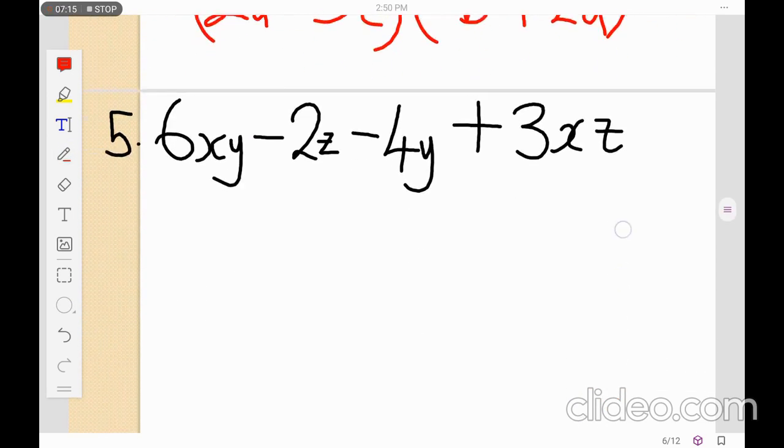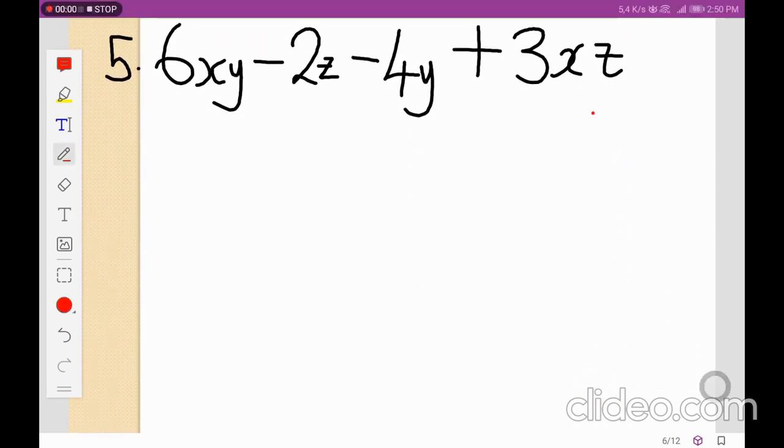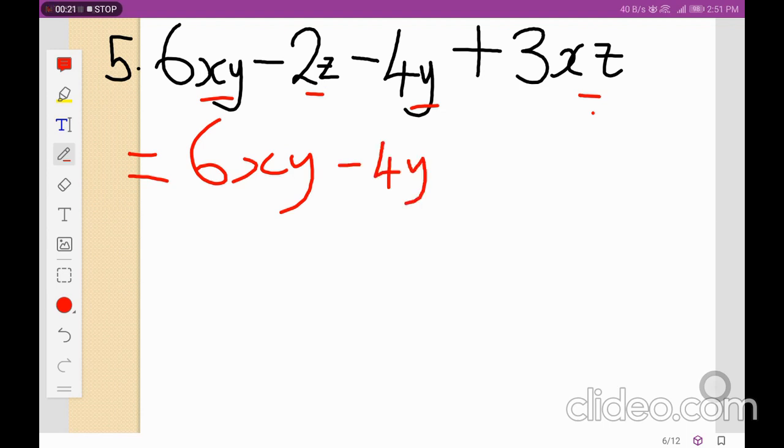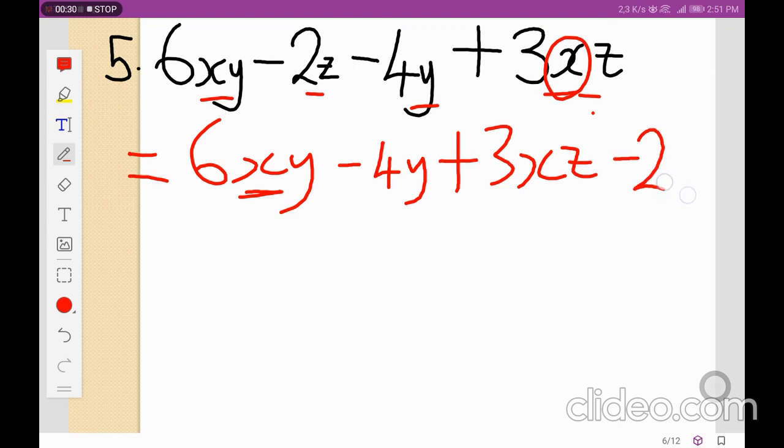Let's have a look at the last question. Okay, so we do the same for the last one here. Here they are not matching, so I'll have 6xy here. Okay, then I can take minus 4y there, like that. Because I've started with an x there, I'll also start with an x in this one. So I'll have 3xz here. Then I have the last one, which is minus 2z, like that.